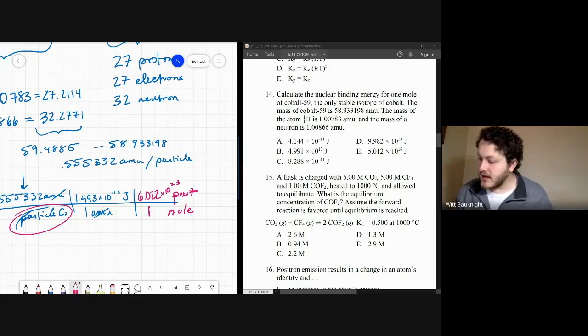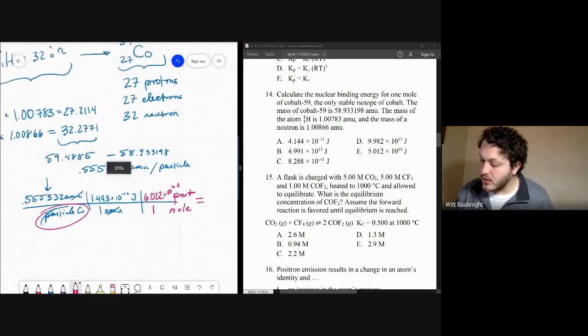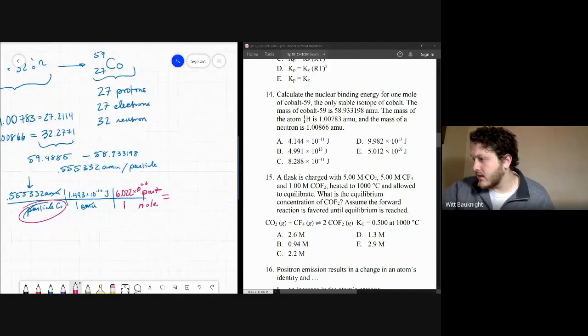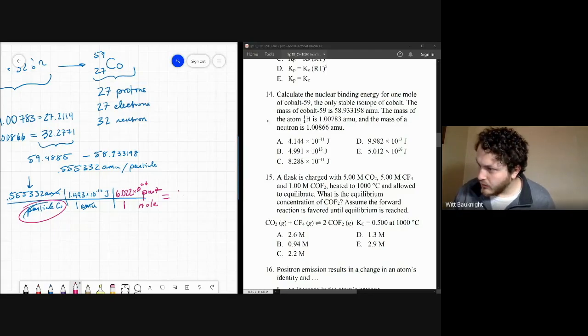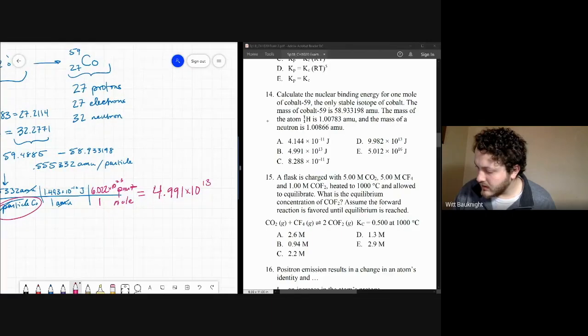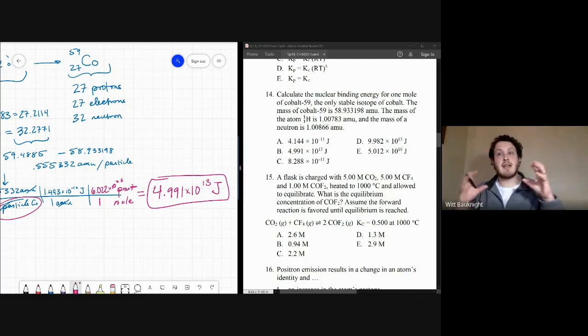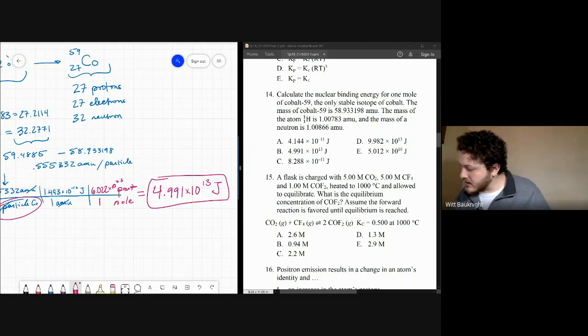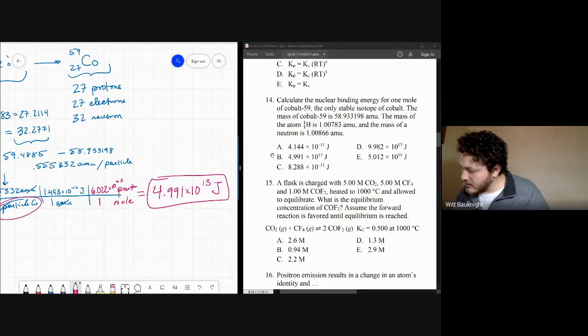So if we plug that into our calculators, we should get, I wrote this down earlier, 4.991 times 10 to the 13th joules. That's how much energy it takes to bind this nucleus, aka the nuclear binding energy. So the answer for this is going to be B.